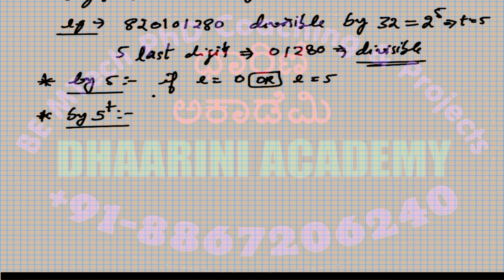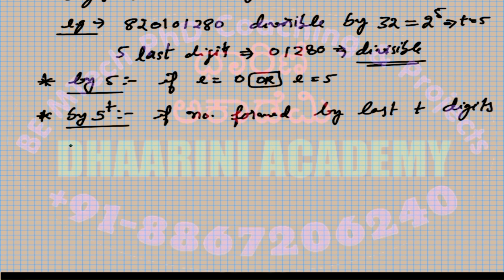So here the answer is yes, right? If the number formed by the last t digits is divisible by 5 to the t. Same thing which we did so far. Okay, so that's fine. Then I just want to check whether the number is divisible by 3.